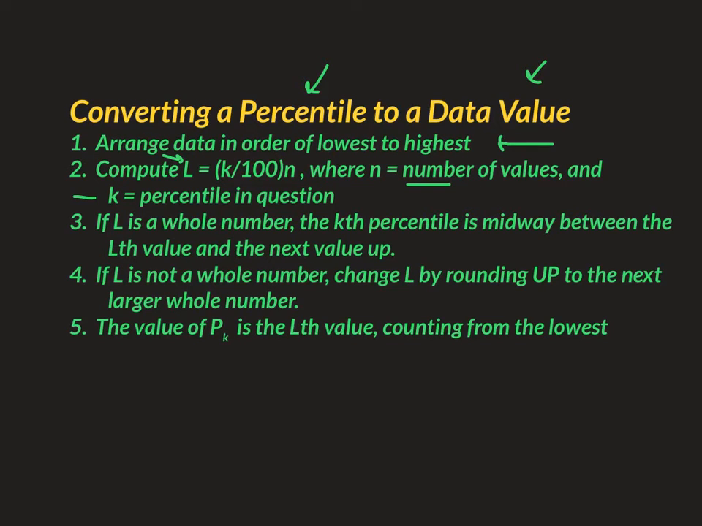Here's where it gets a little weird. Number 3, if L is a whole number, the percentile is midway between that value and the next value up. So we're going to basically find the mean of those two values. If L is not a whole number, we're just going to round up every time to the next largest whole number, and that's going to be your percentile. So the value of the percentile is the Lth value coming from the lowest. I'm going to show you one of each of those cases so that you're golden for either one.